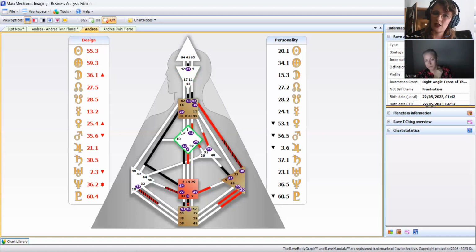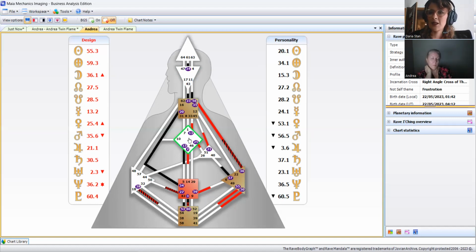Then you have the G center, this one in the middle. This is the identity center. And the not self theme of this center is always looking for love and direction. The wisdom of it is that both of those things can be found within. You won't find love outside until you find self-love. You won't find direction outside until you trust inside.